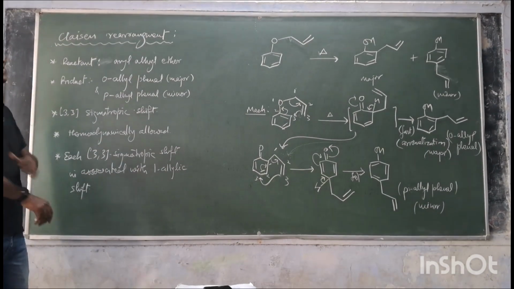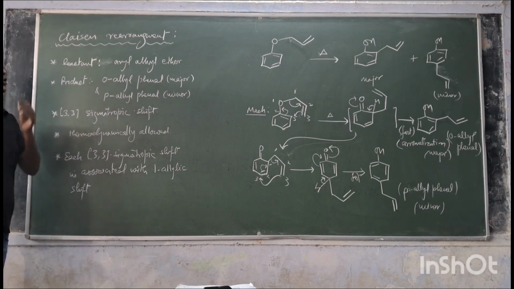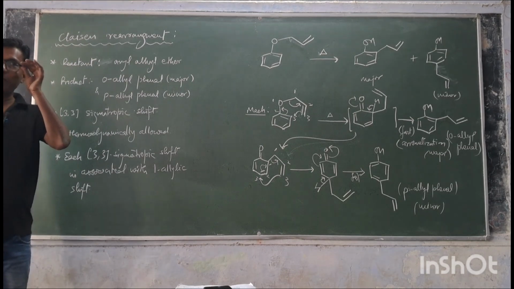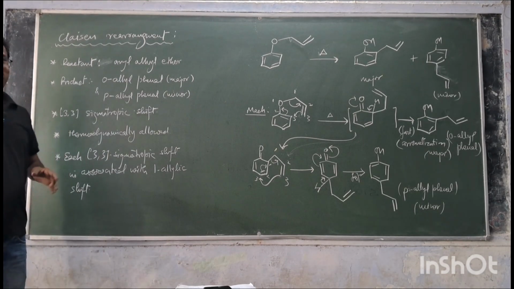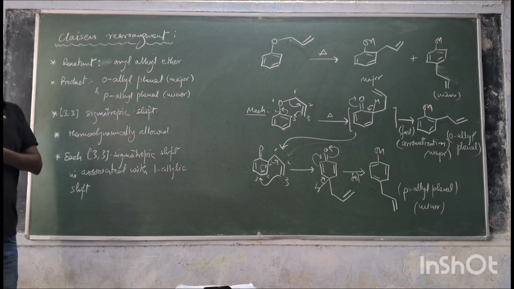Today we are going to have a short idea of how to write short notes on Claisen rearrangement. Basically, Claisen rearrangement is a type of pericyclic reaction. It involves [3,3] sigmatropic shifts, equally similar to what we have learned as the Cope rearrangement.